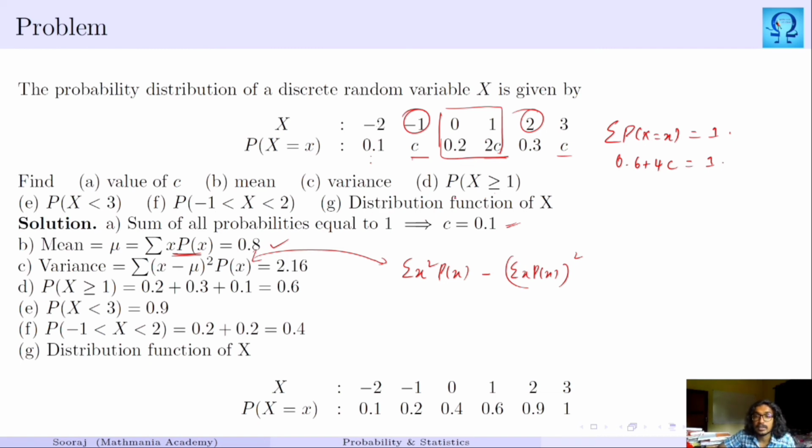Next, we need to find the distribution function of x. It means the cumulative. Minus 2 is the starting point, that is 0.1 itself. Minus 1 is the sum of these two quantities. Next, when you come to 0, you have to find the sum of all these three quantities. So it is the cumulative sum. Like this, you can calculate the distribution function for everything.